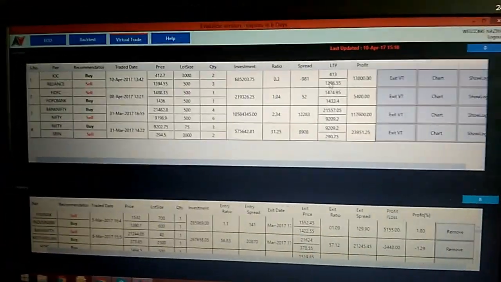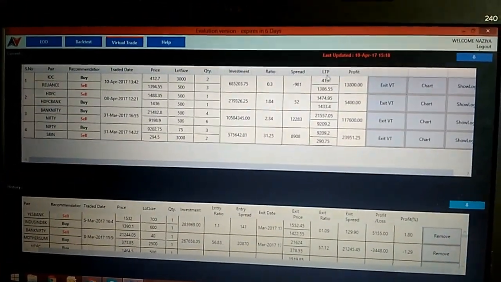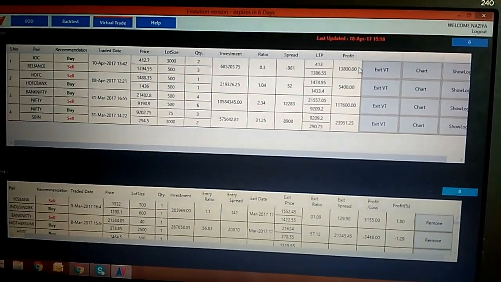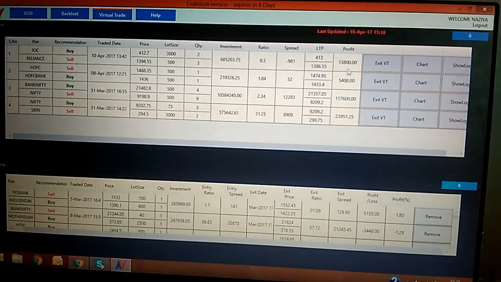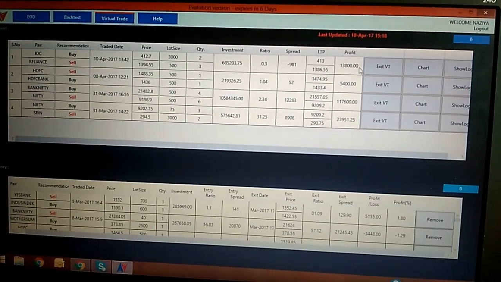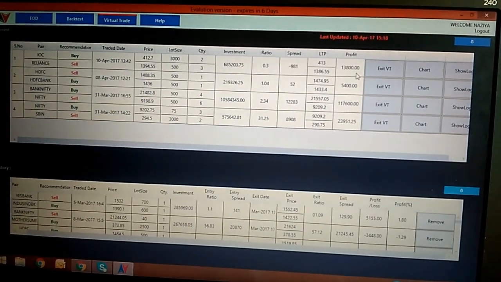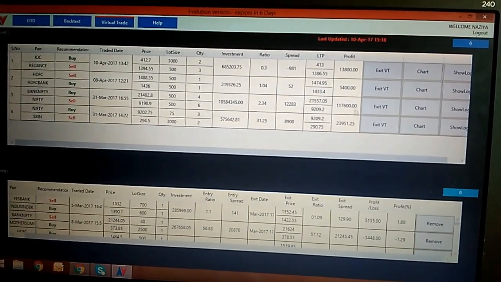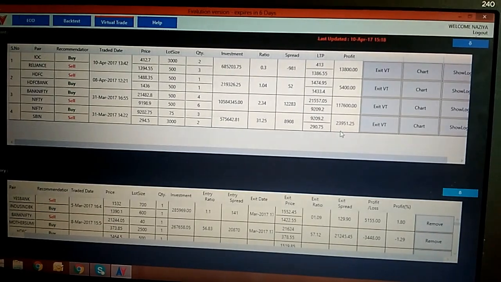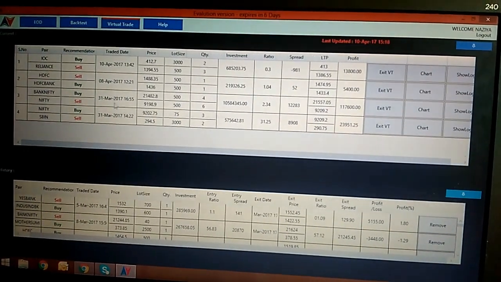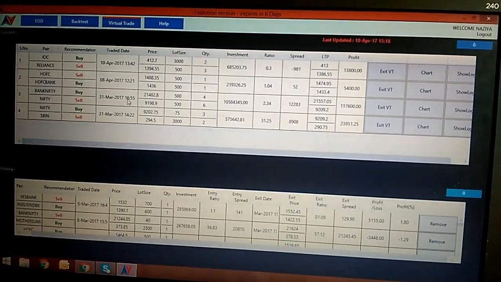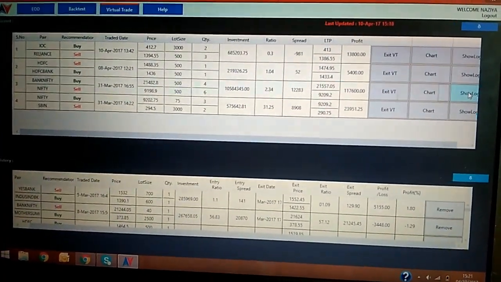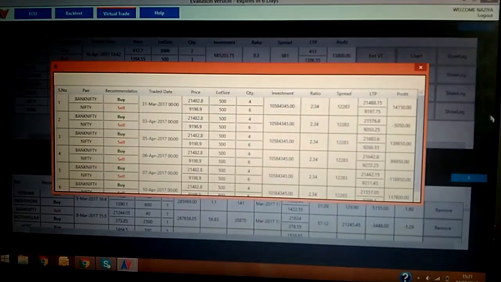So this LTP will keep on changing because we are getting live data from NSE, and it will show you whether the pair is in profit, whether it is in loss. For example, this IOC and Reliance pair, it is in a profit of 13,800 as of now, and we added it in the morning. And if you want to see an old pair, for example, this is an old pair which was added on 31st March 2017 of Bank Nifty and Nifty, you can go to the show log and see what has happened.